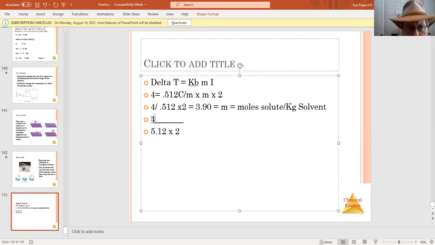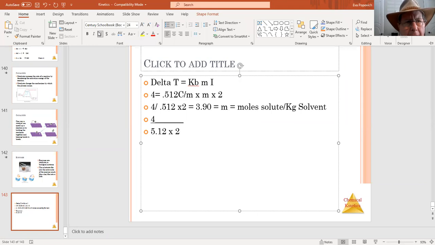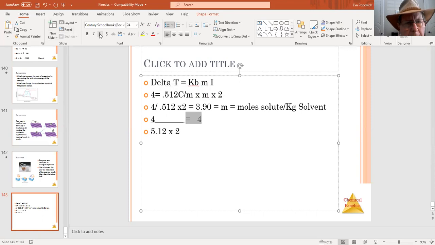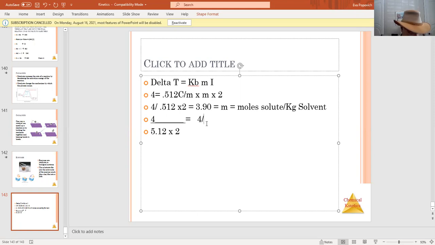That's what this means. Okay? This is the same as this. So in effect, what I'm doing is I'm taking 4 divided by 4 plastic, divided by .024, which is equal to 3.90. Okay, I have that. So what is that? You said that 3.90 is our molality. Correct. Okay, so molality.